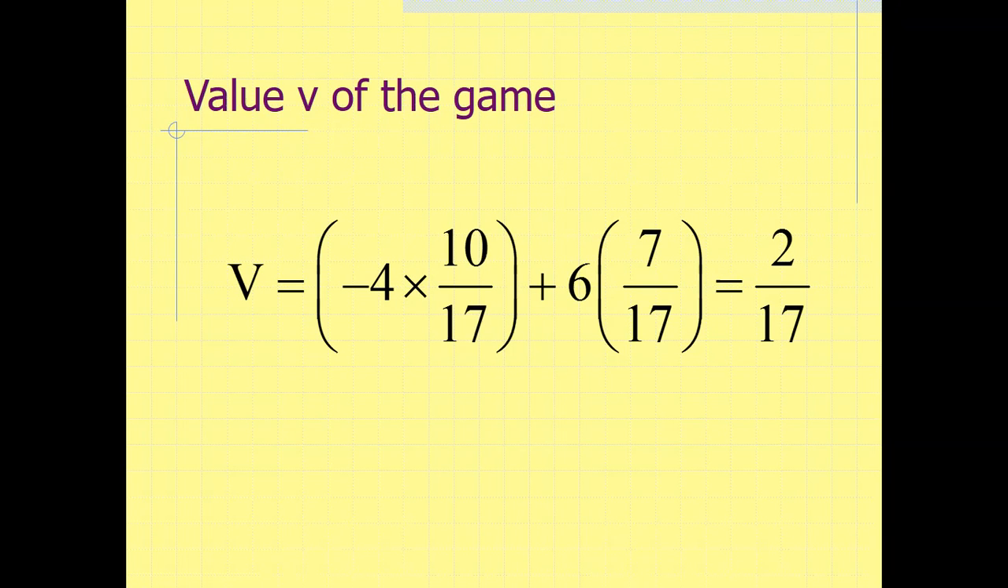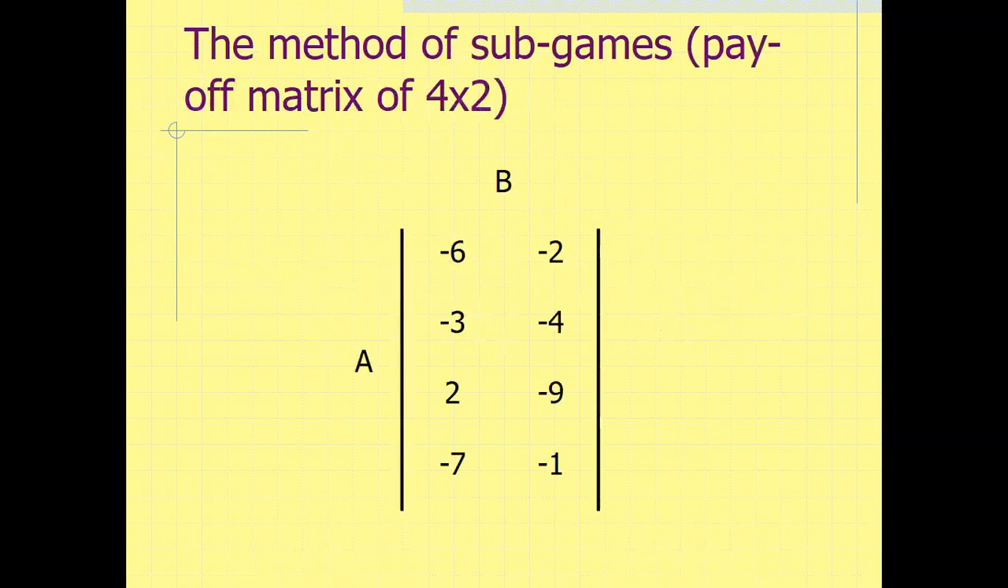Now let us consider payoff matrices of order m by 2 or 2 by n. If the payoff matrix is not of order 2 by 2 and there is no saddle point in it, then it can be solved with the graphical method. However, a game of m cross 2 or 2 cross n order can be solved by considering the game as subgames, each of order 2 by 2, because the players can choose to play any two of their rows or columns as the case may be. The method of subgames is illustrated in this example.